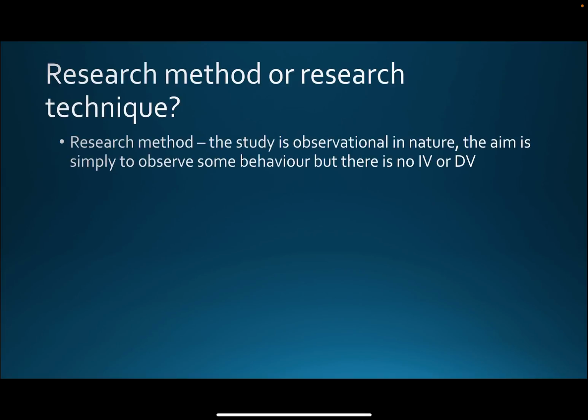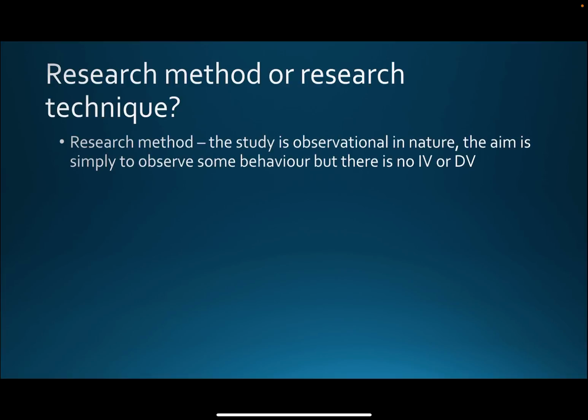Before we start in too much detail though, let's have a think about how we might use observations. So one way we can use an observation is an observation as a research method. This means you are collecting your data entirely through observation. It's an observational study. You don't have an independent or dependent variable, you're not doing an experiment, but you're observing behaviour and collecting data about that behaviour.